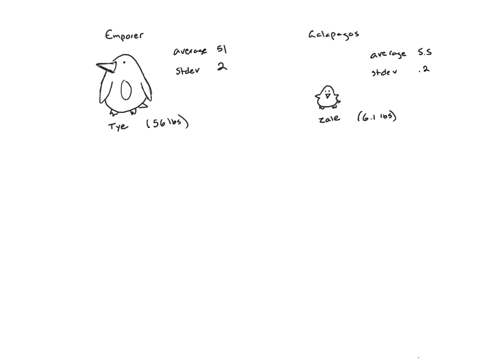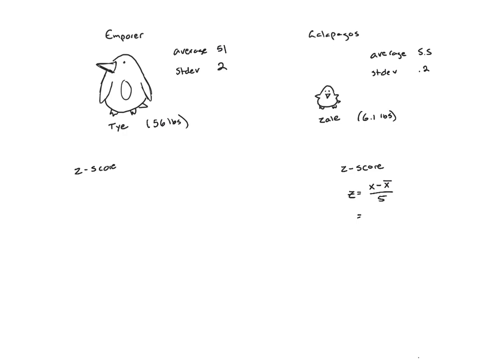To tell this, we can't just compare them straight off the bat. We need to go ahead and standardize their weights. We do this by finding z-scores. We'll start by finding a z-score for Zale, and then we'll go ahead and find a z-score for Ty. To find Zale's z-score, z-scores are always equal to x minus x bar over s. That is our observation minus our average divided by our standard deviation.